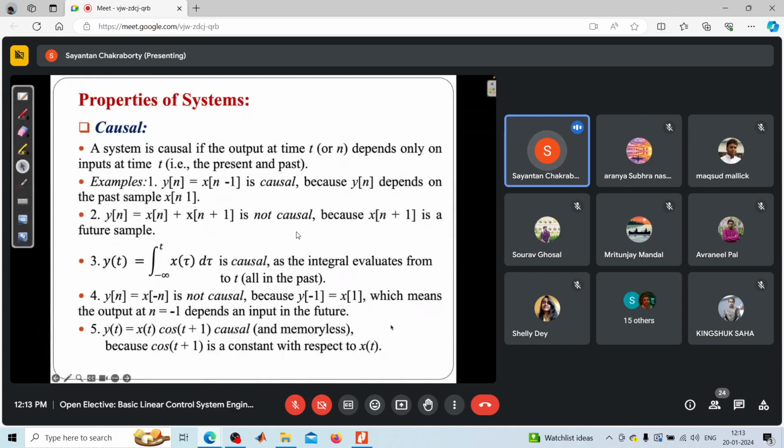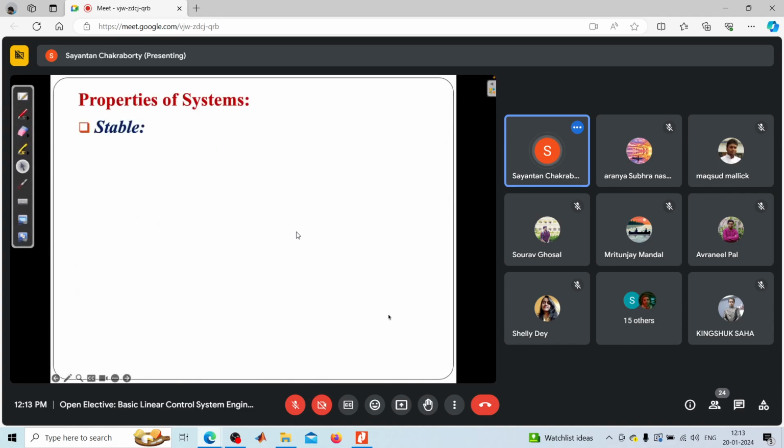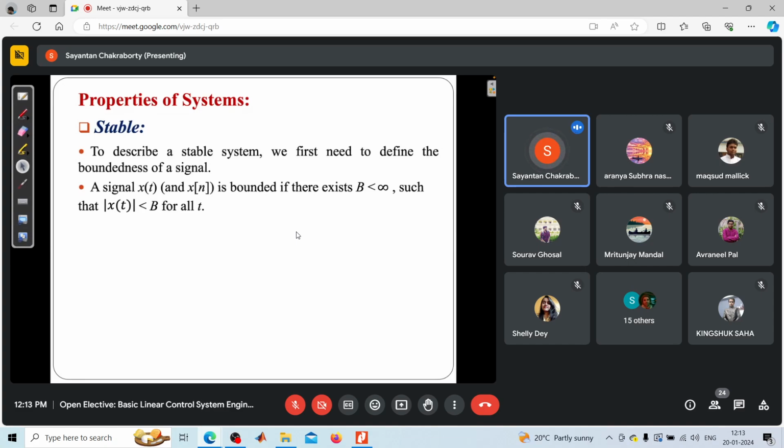So next property, stable system. The stability that we are discussing is BIBO stability, that is bounded input, bounded output stability. To describe a system, we need to first define the boundaries of the signal. That is, given a signal input x of t or x of n, say it is bounded by some finite value b such that mod of x of t is less than b for all t.